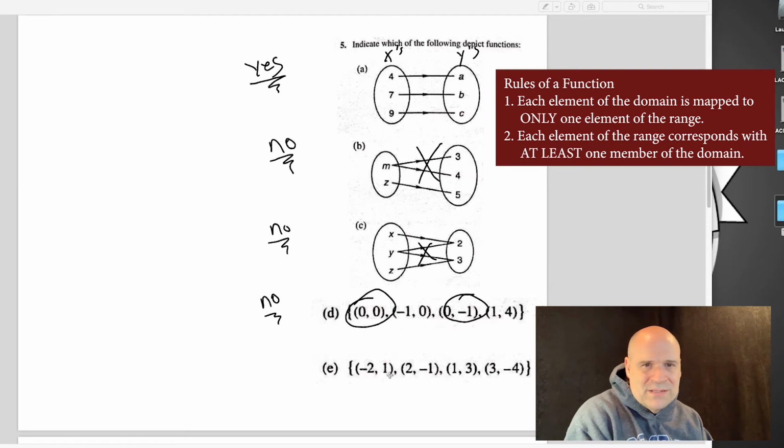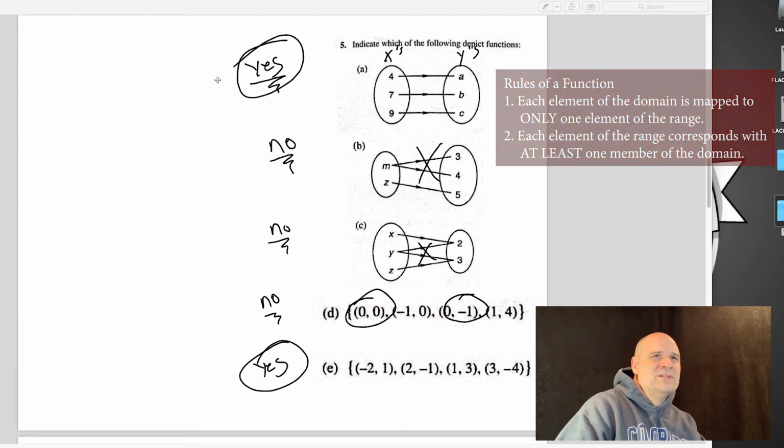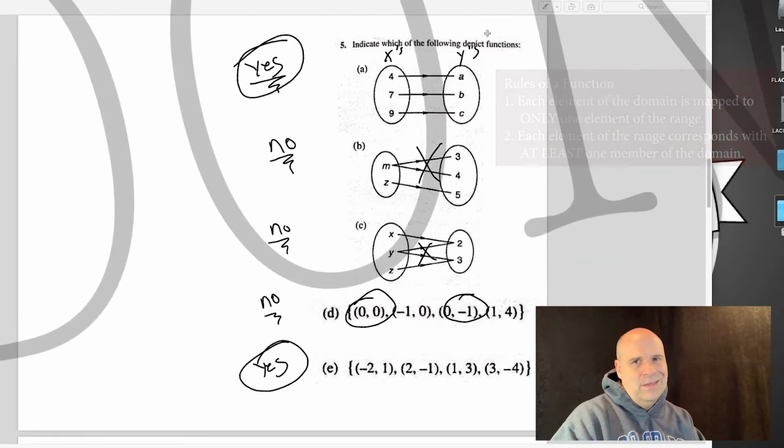-2 goes to 1. Does it go to anything else? Okay, no. 2 goes to -1. Does it go into anything else? No. 1 goes to 3, and 3 goes to -4. So all these guys go to separate things. So this is a yes. All right, so the only functions are A and E.